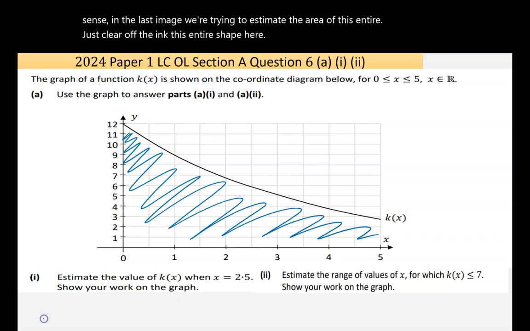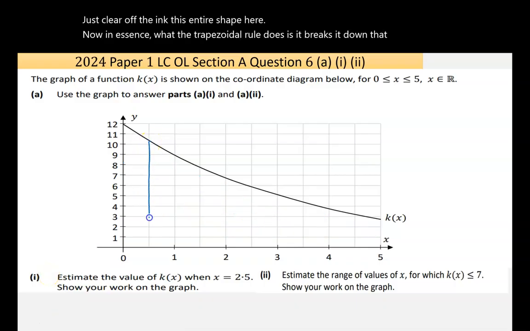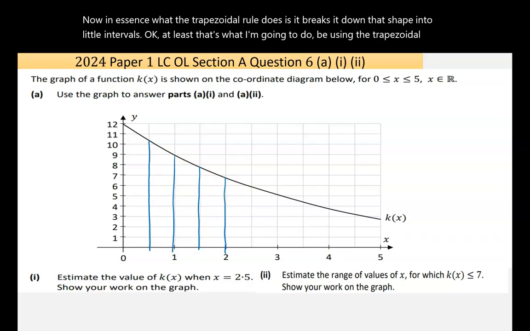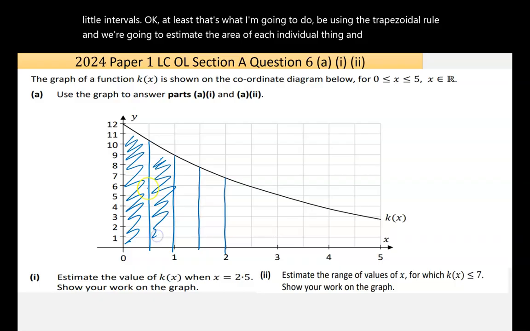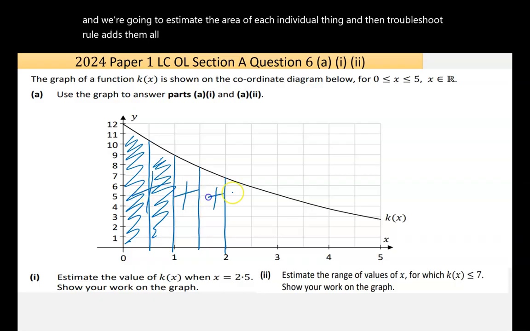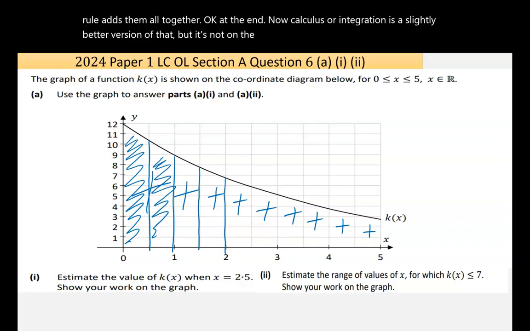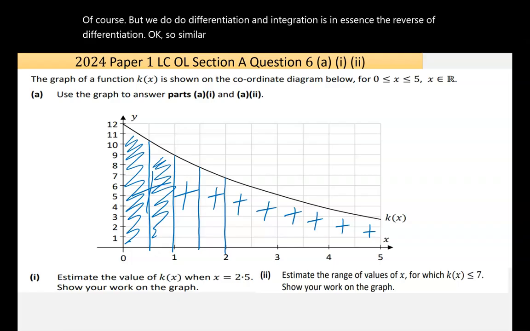Now, in essence, what the trapezoidal rule does is it breaks that shape down into little intervals. Okay, at least that's what I'm going to do, using the trapezoidal rule. And we're going to estimate the area of each individual thing, and then the trapezoidal rule adds them all together at the end. Now, calculus or integration is a slightly better version of that, but it's not on the ordinary level maths course. But we do differentiation, and integration is in essence the reverse of differentiation, okay? So a similar process, just different.